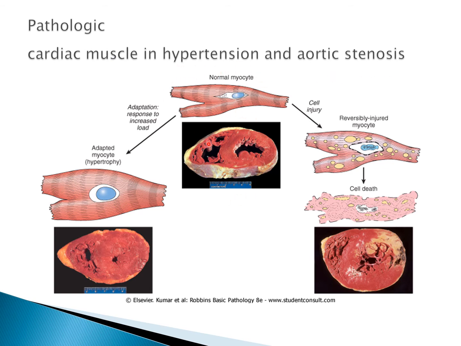Look at the normal myocyte here, or the normal structure of the heart. When it is exposed to a stress and increased workload, like in hypertension or aortic stenosis, the heart muscle will enlarge in size, what we call hypertrophy, and the whole heart will enlarge in size.